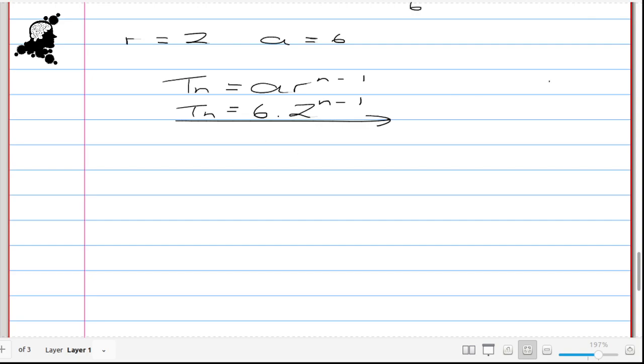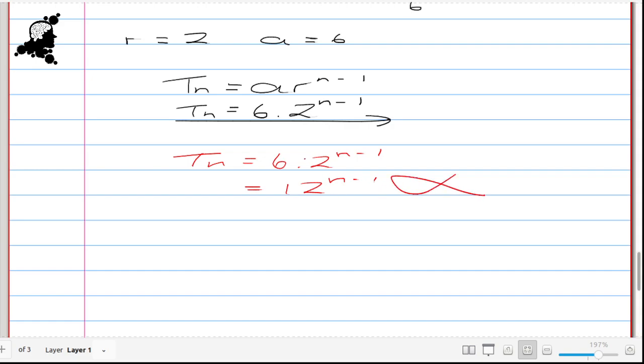Okay, there's an elephant in the room that I need to address. I've seen some learners doing this. So you've got Tn equals 6 times 2 to the power n minus 1. Then I've seen some learners saying 6 times 2 is 12 to the power n minus 1. Ladies and gentlemen, boys and girls, this is absolutely wrong.